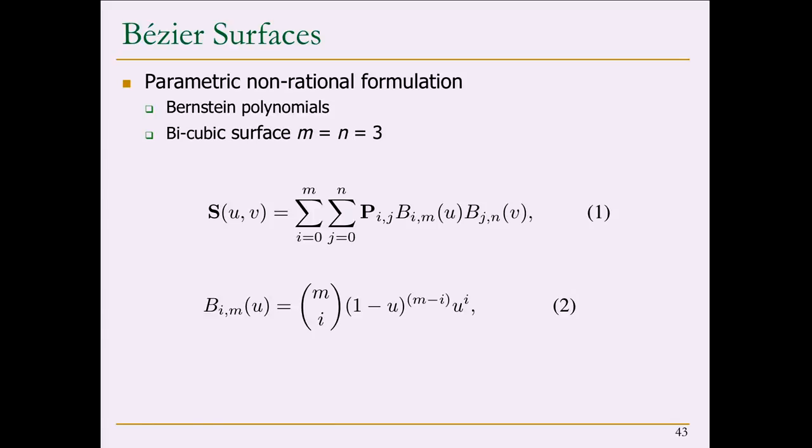As you see, each of the points of the surface, S(u,v), is obtained using the control points P(i,j) and the Bernstein polynomials that are in equation 2. This is a very regular computation. The amount of computation that we need to do to calculate each of the points in the output surface is the same. So it's very regular.